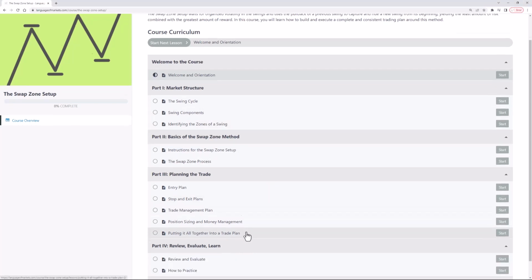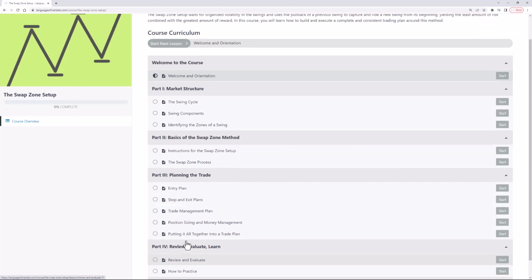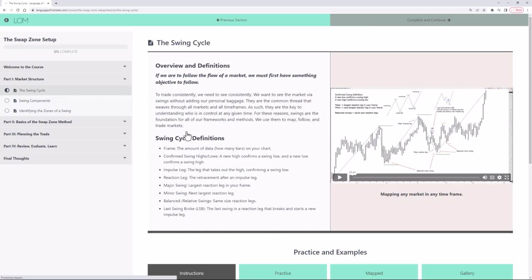And then the last part is how to review your trades and evaluate them, what to look for, your numbers, and how to practice. We're going to go over basically these two sections, and how the course is laid out is you'll have a slide with definitions and information, and then a video of me doing the lesson talking about how to map markets, pointing out the definitions.